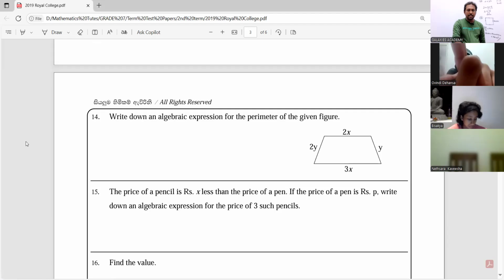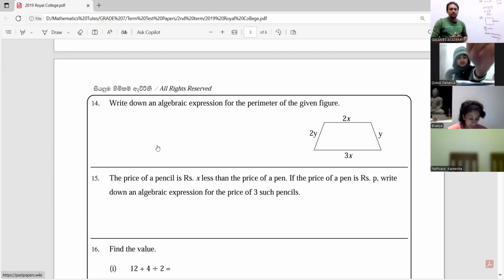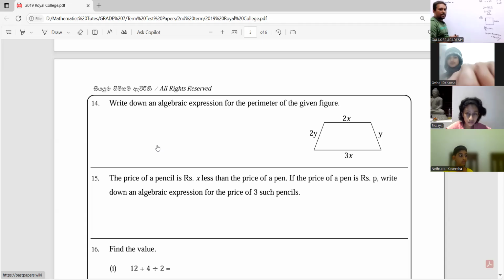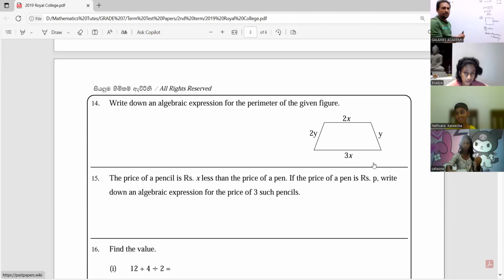Right. Number 14. The trapezium given. Write down an algebraic expression for the perimeter of the given figure. Right. 14th one given. Perimeter. Perimeter means sum of the bounded sides. No, there are 4 bounded sides you can see. What are the lengths? 2x, y, 3x, 2y. We have to add these. 2x plus y plus 3x plus 2y.